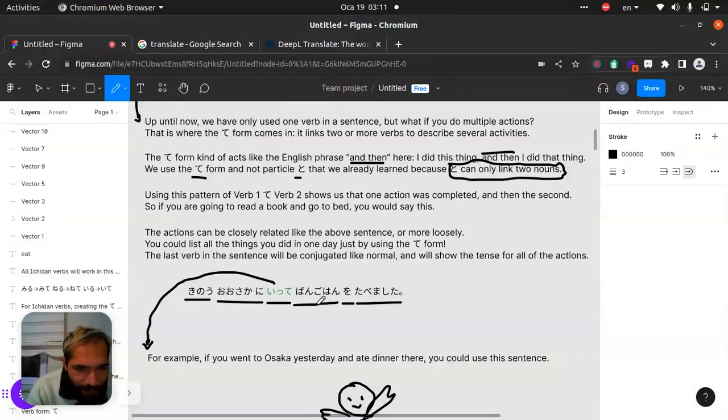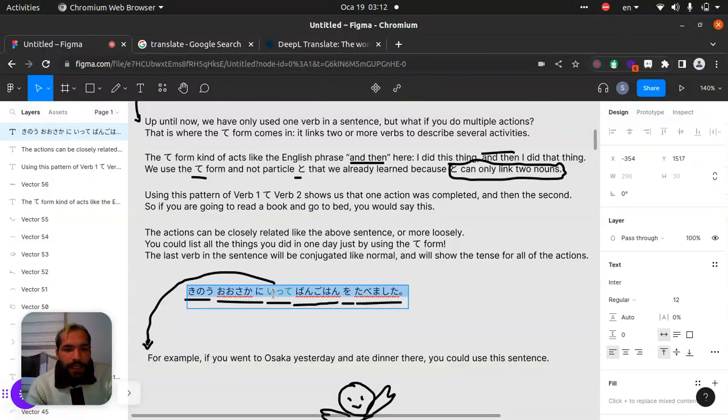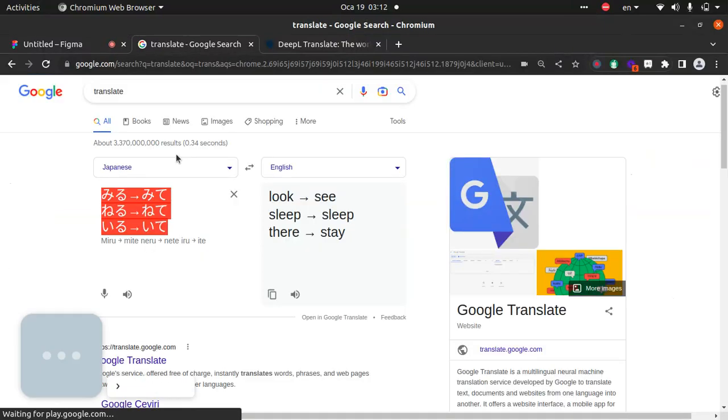I don't know this one, okay. Bangohan, what is it? They eat something. I think it's a noon food. Dinner, or I don't know really. It's saying like we went to Osaka and then we ate something there. Okay, let me check it.